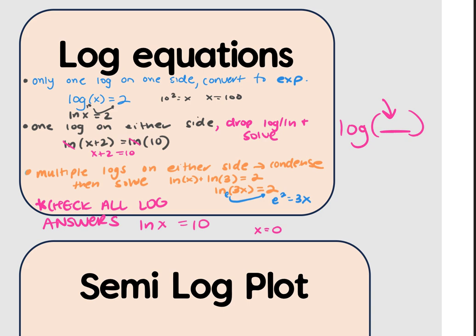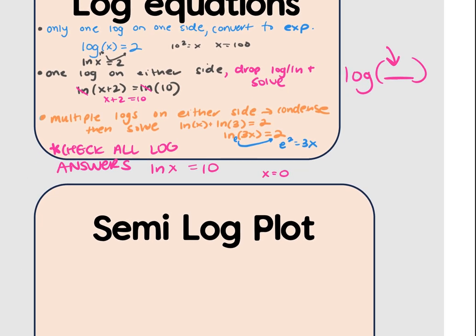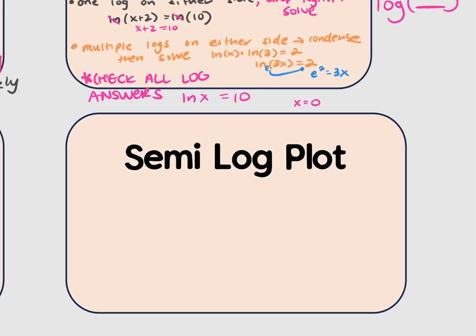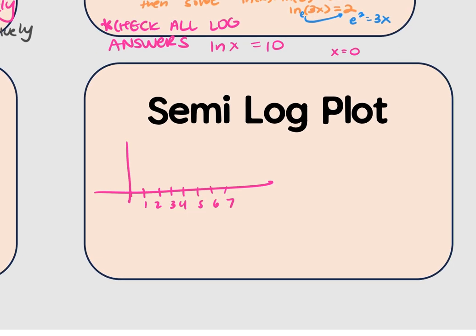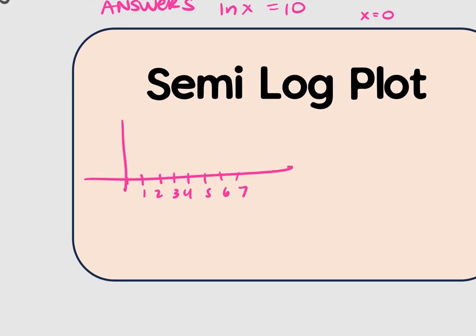All right, last thing is a semi-log plot. This was the one that had a regular x-axis, so these are going up in increments by 1s or 2s or whatever it is. But my vertical axis goes up by powers of 10. So it started with 10, then it jumps to 100, then it goes to 1,000, then it goes to 10,000. That is a semi-log plot.